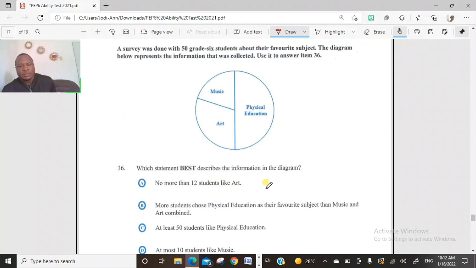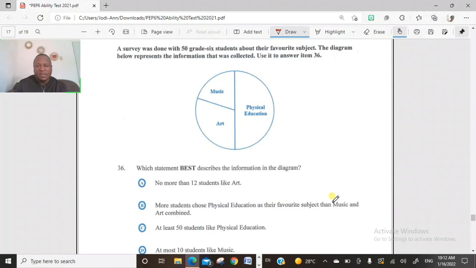No more than 12 students like art. So 50 students, and it says no more than 12 like art. A quarter of 50 would be 12.5, and art is definitely more than 12 because it's more than a quarter.